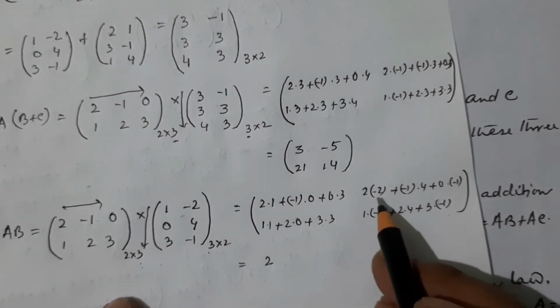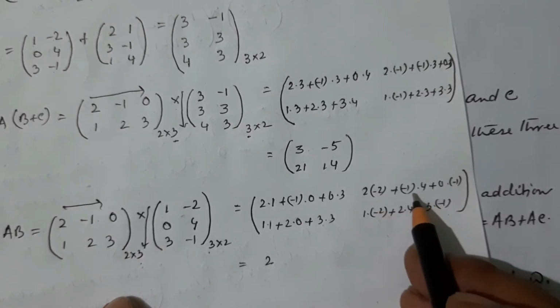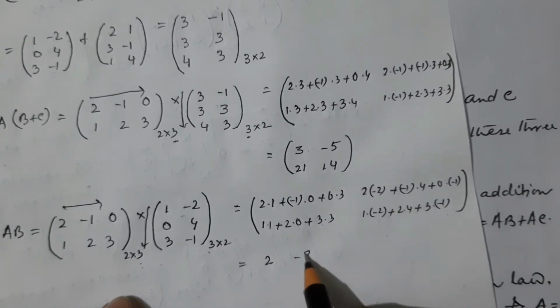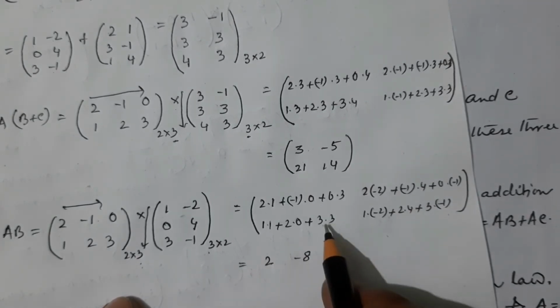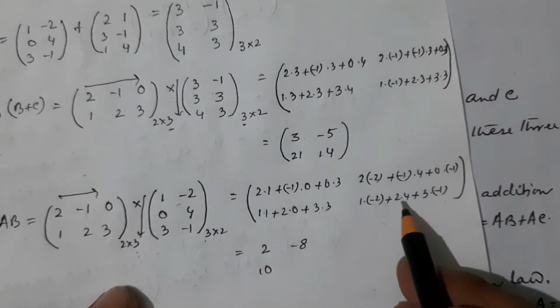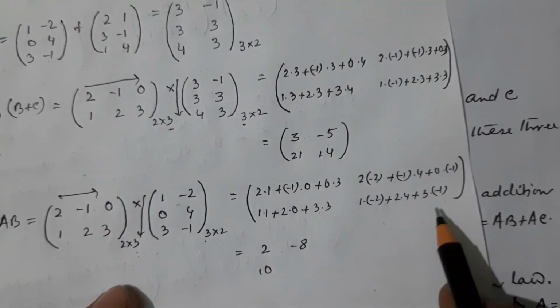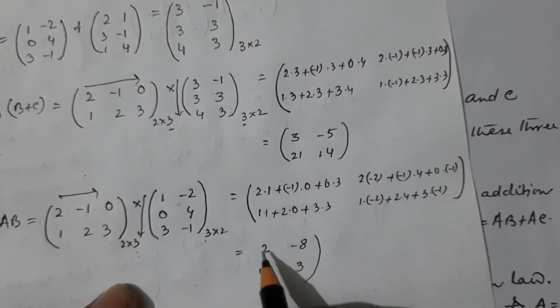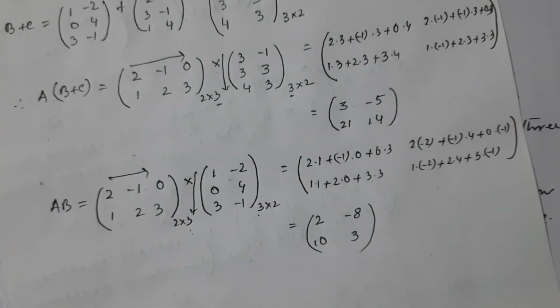2, 0, 2, minus 8, 10, 3. Again we calculate AC.